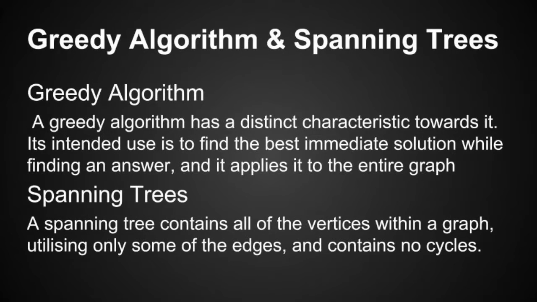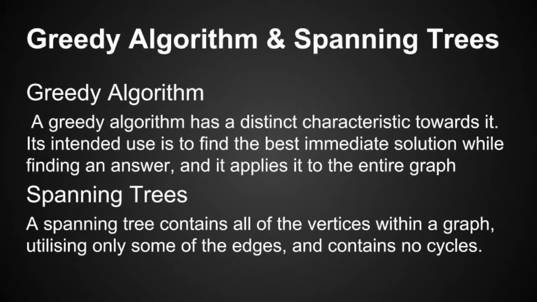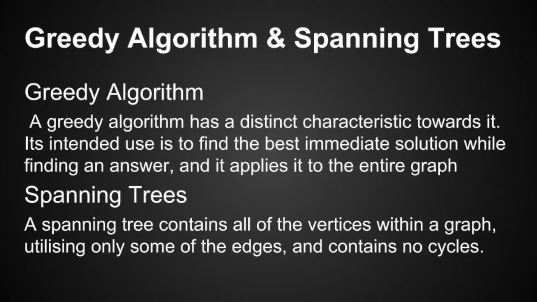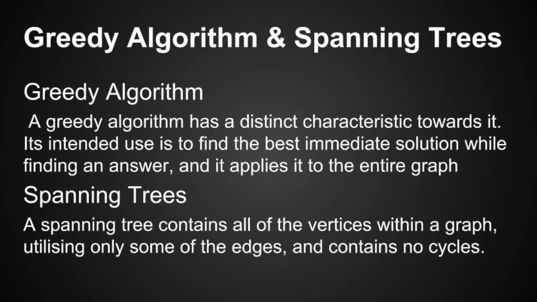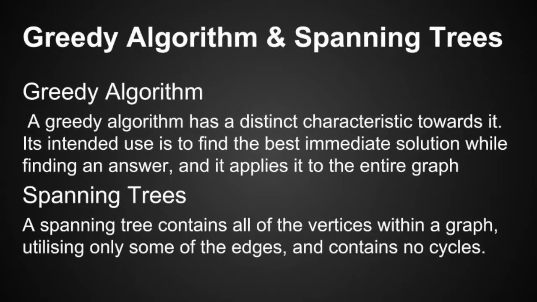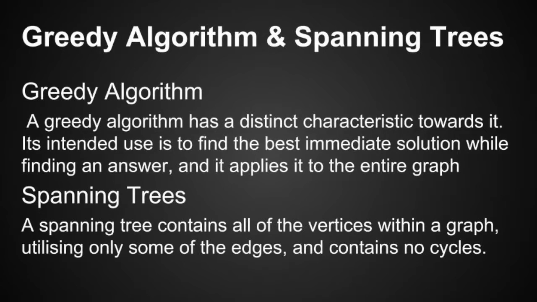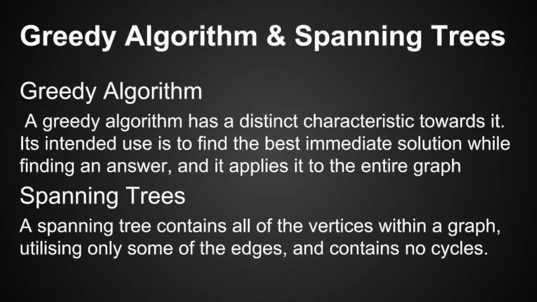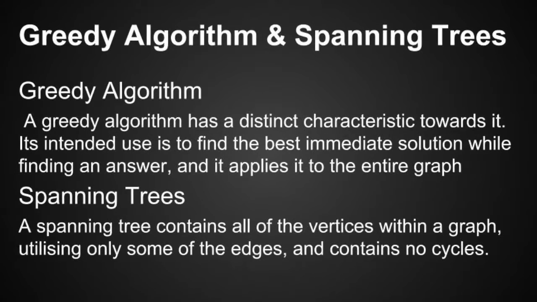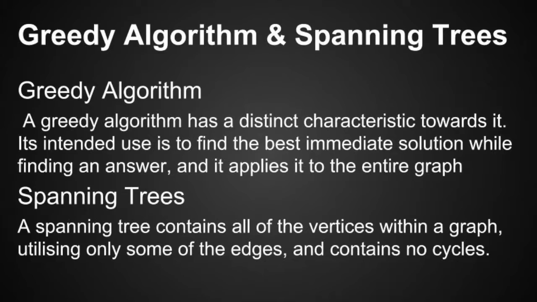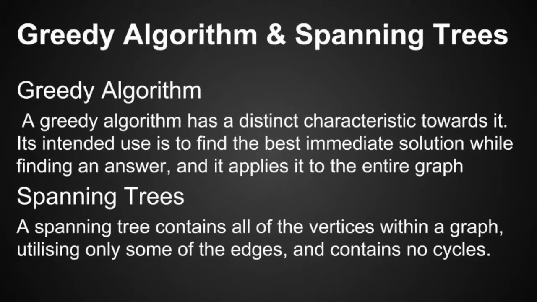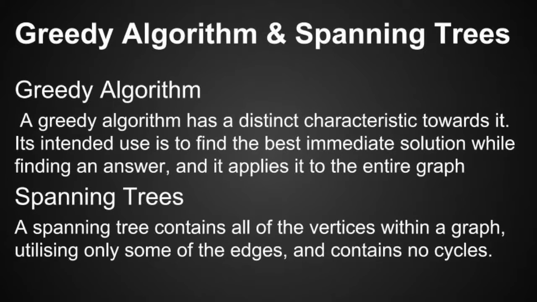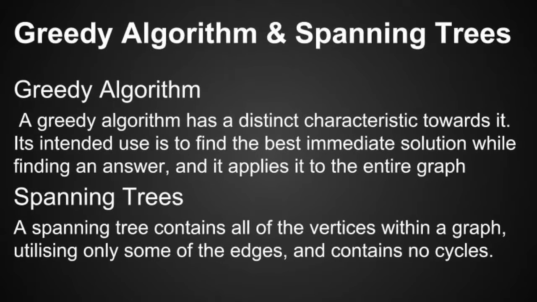A spanning tree contains all of the vertices within a graph, utilizing only some of the edges, and contains no cycles. Prim's algorithm uses both of these to find a minimal spanning tree for an undirected graph. This means that it finds a graph where all the vertices are connected and the total weight of the edge is minimized. It was developed in 1930 by mathematician Wojciech Jarnik, and later rediscovered both by computer scientist Robert C. Prim in 1957 and Edgar Dijkstra in 1959.